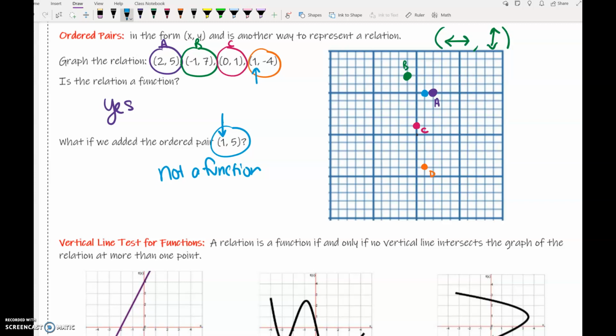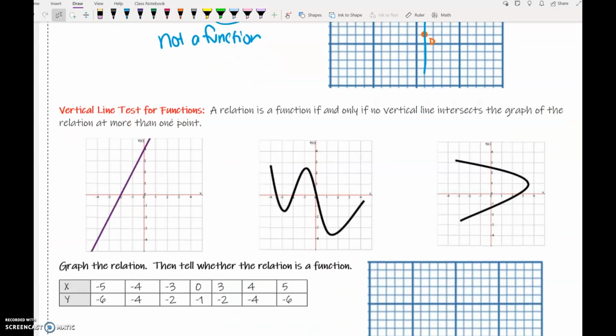And on the graph, look what happens when you have a repeated x value. There's a vertical line that touches 2 points. Do you remember something called the vertical line test? If a vertical line touches more than 1 point, that means there's a repeated x value and it's not a function. So a relation is a function only if no vertical lines will touch more than 1 point.